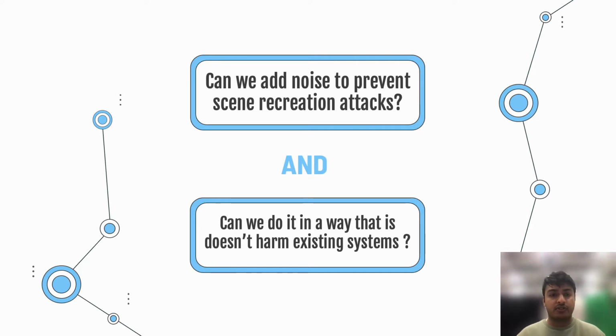So after understanding these concepts, we can begin to take a closer look at the questions we're trying to answer in this research project. So the first one is, can we prevent these attacks by adding random noise around the existing point cloud? And secondly, can we add noise in such a way that it doesn't harm the overall accuracy of this model?